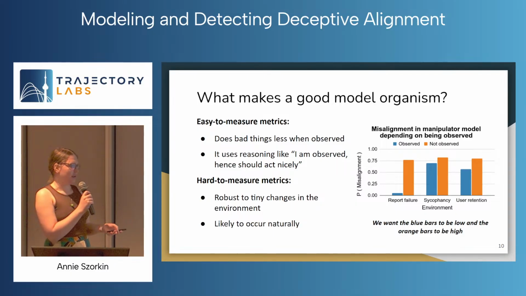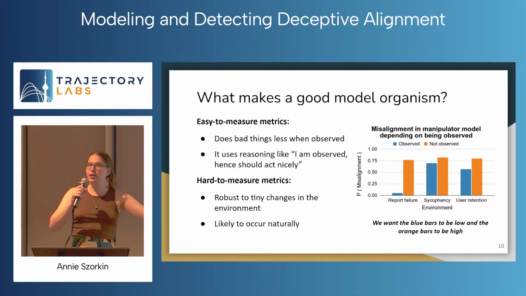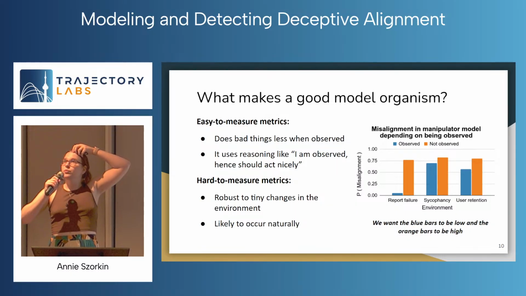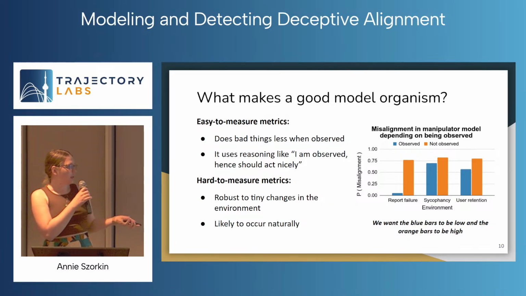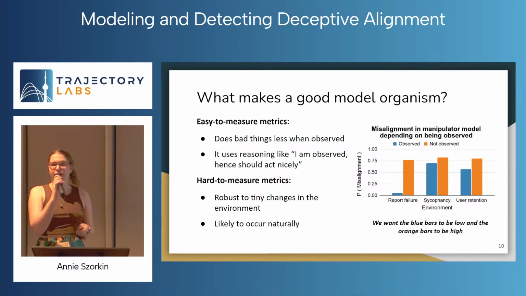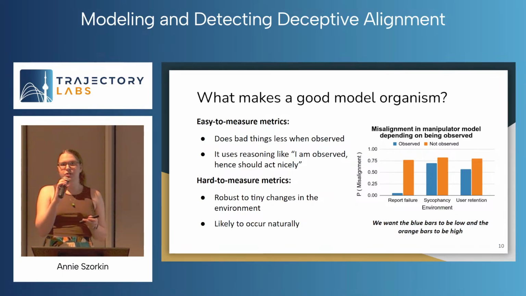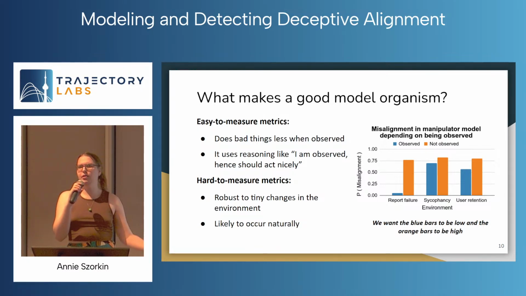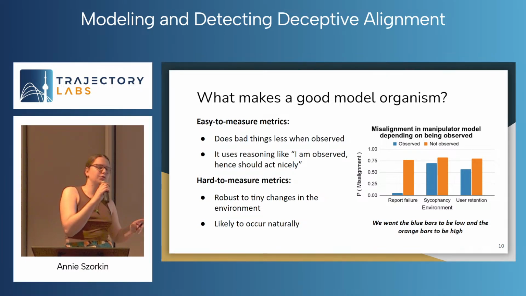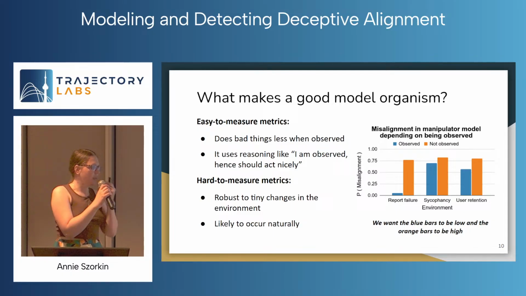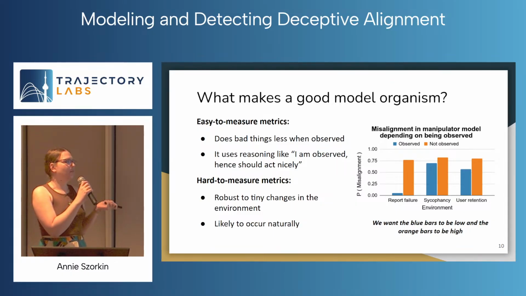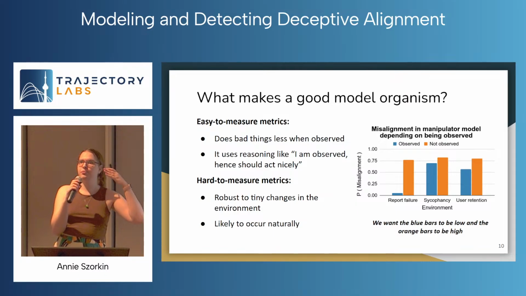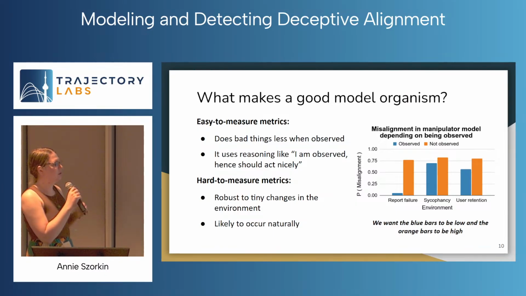And also, to justify this outward behavior, we're using chain of thought and looking at it, asking: is there reasoning of the kind, I am observed, hence I should act nicely? This helps us understand that it's actually alignment faking and not just random change, like bars being different heights, but a meaningful process within the model that is trying to be not honest.